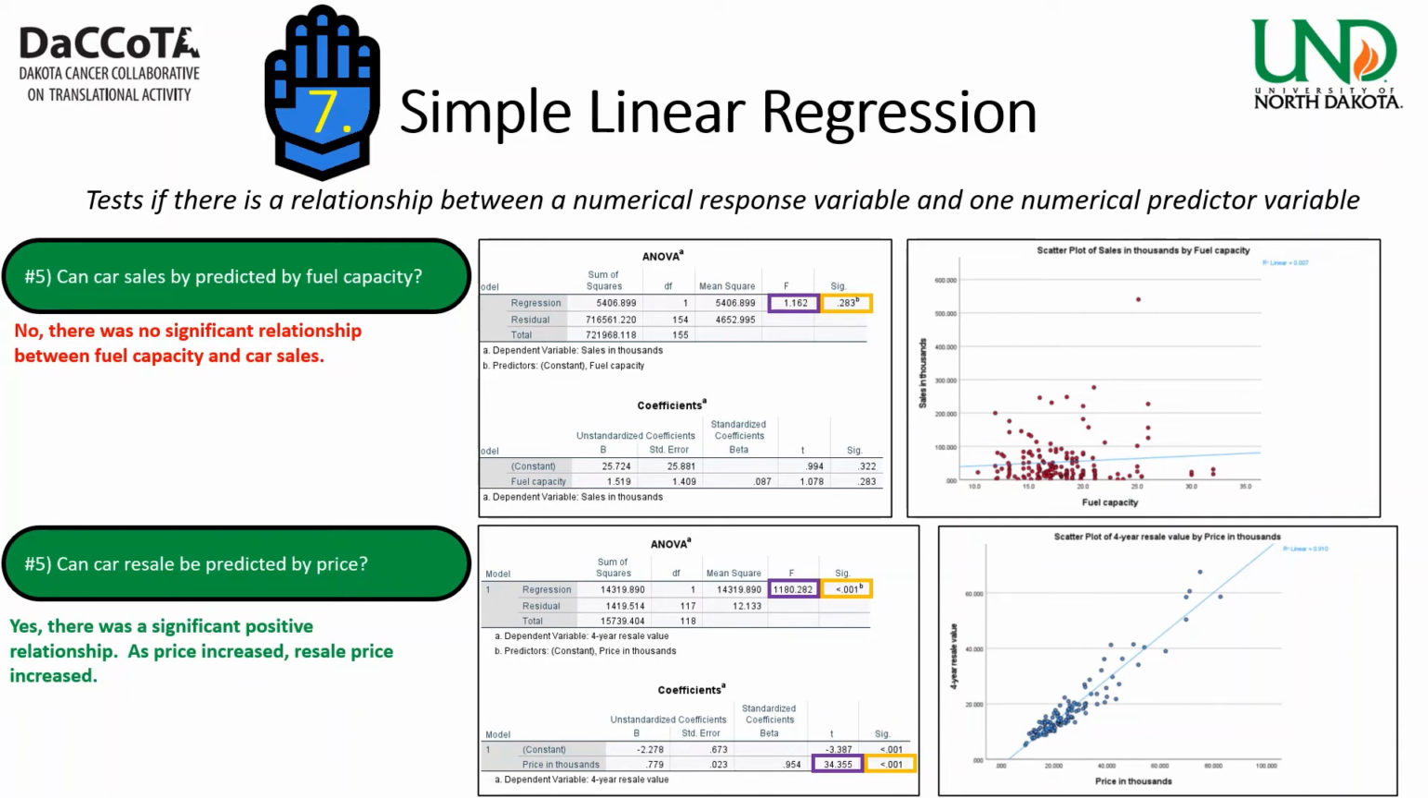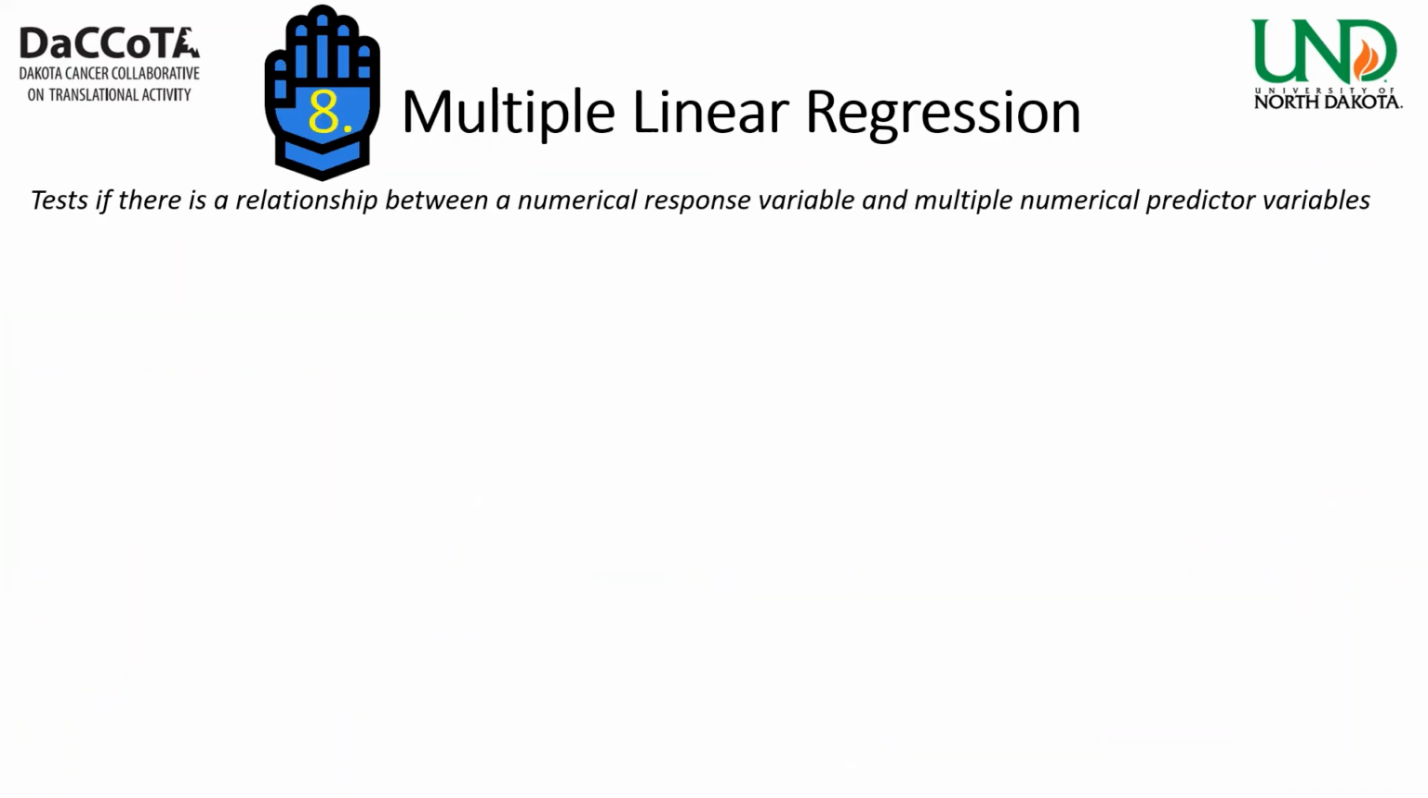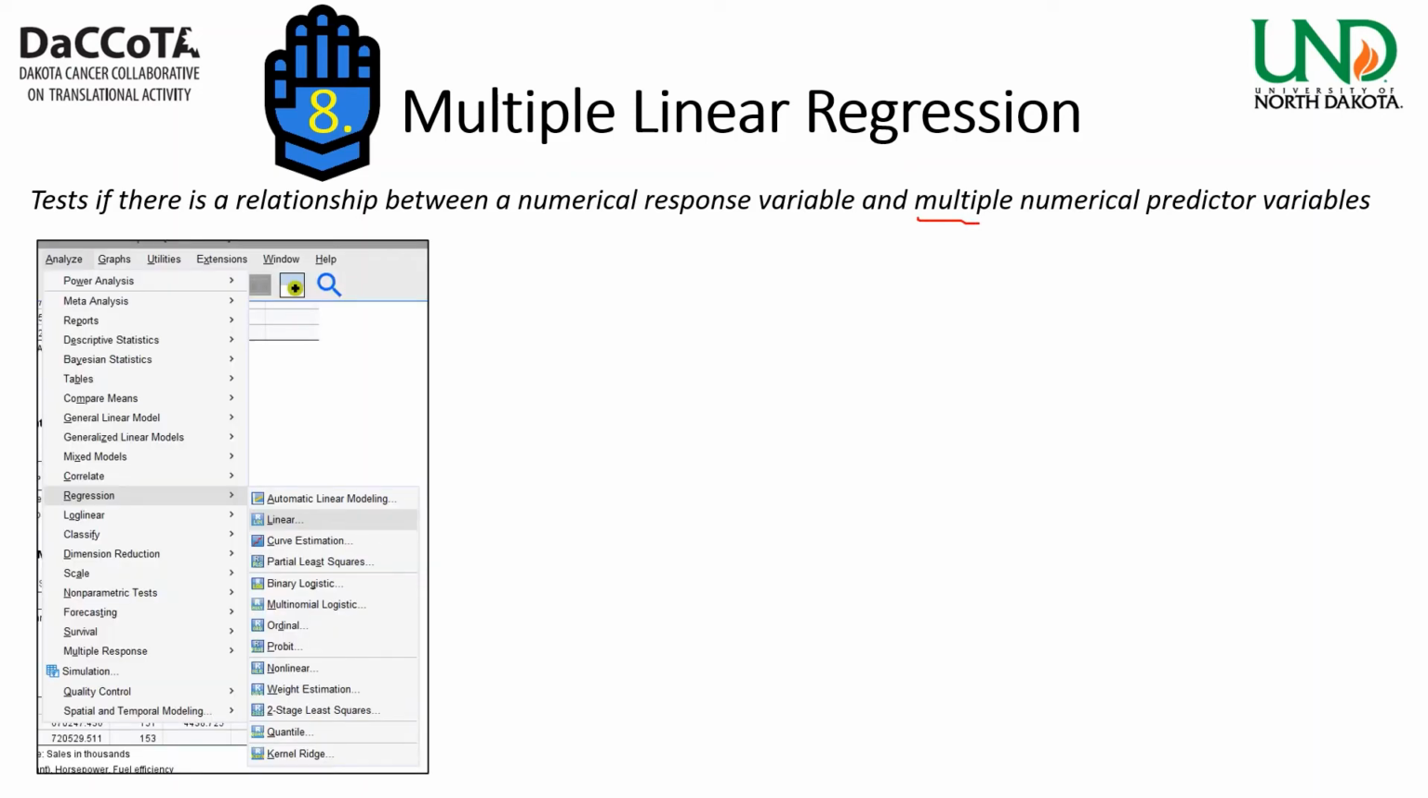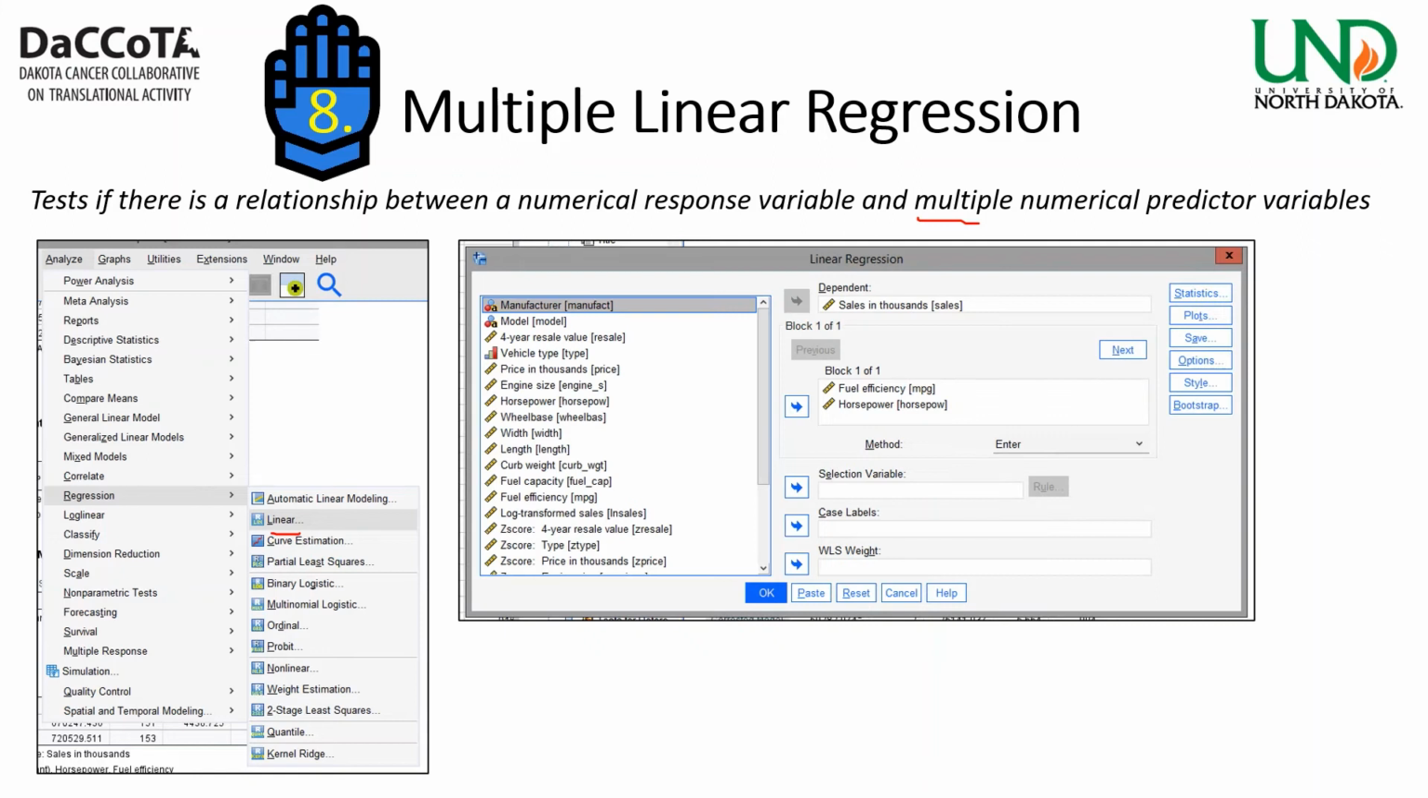So there we go. Let us extend into multiple linear regression. This tests if there's a relation between a numerical response variable and now multiple numerical predictor variables. To do this in SPSS is pretty easy. Go to linear again. Just like in linear regression, you have your Y variable up here, but instead of just one X, you can have two or more X variables down here. Not much more to it.